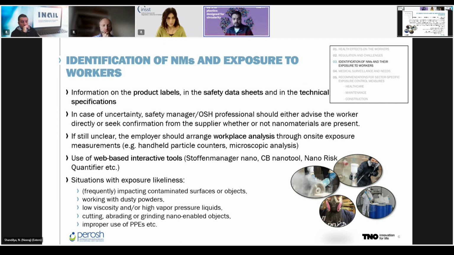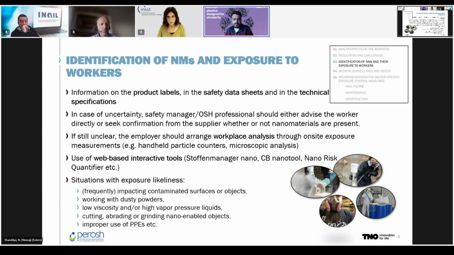If that is the case, then the worker should ask the safety manager or an occupational safety and health professional, an OSH professional. In such circumstances, they should be able to either advise the worker directly or seek information from the supplier, whether or not nanomaterials are present. Still, if there is no such confirmation possible from the supplier, then the responsibility lies with the employer to identify the presence of nanomaterials, which can be done based on either workplace analysis through on-site exposure measurements or through the use of different web-based interactive tools like Stoffenmanager Nano, the Control Banding Nano Tool, the Nano Exposure Quantifier, etc. In the following talk, Araceli will briefly also talk about the workplace analysis through exposure measurements.